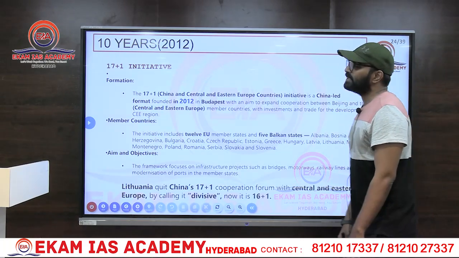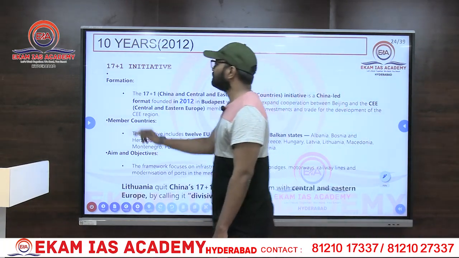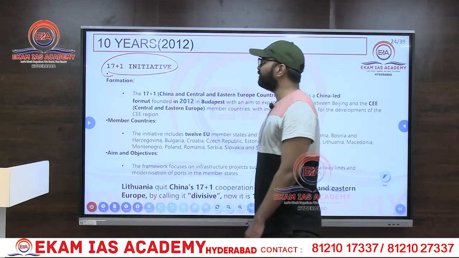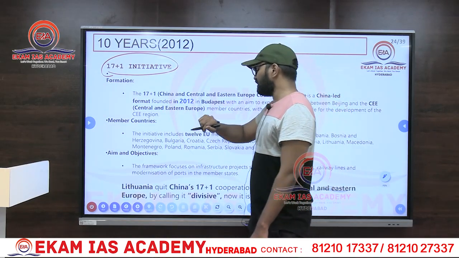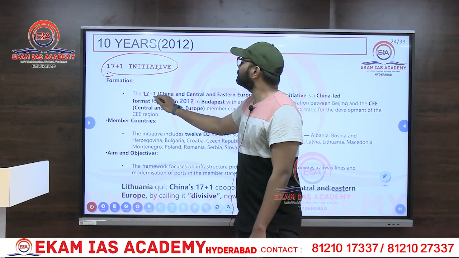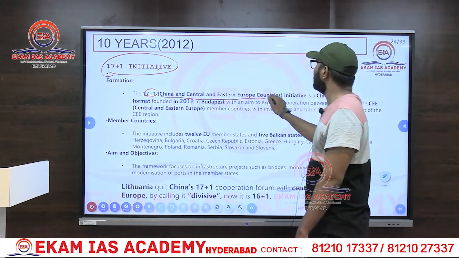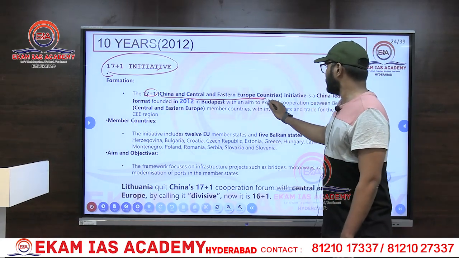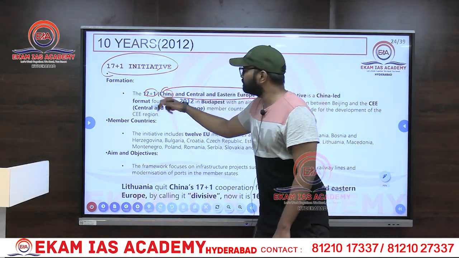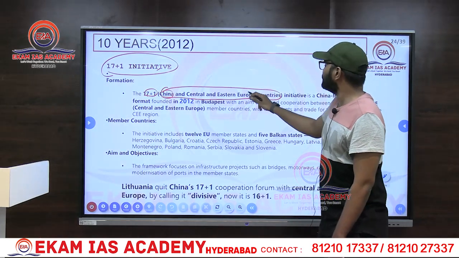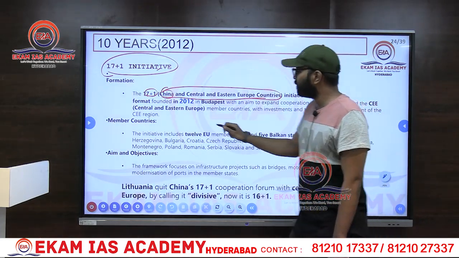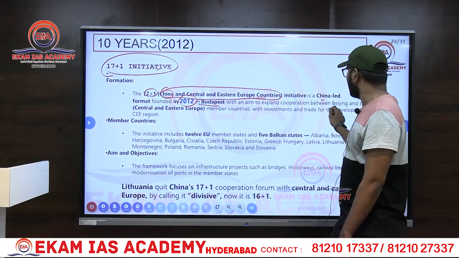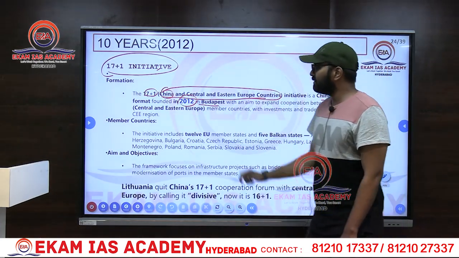Next, coming to this 10 years, 2012, the 17+1 initiative. You may not have seen such a thing. See here, 17+1 initiative: China and Central Eastern European countries. So with whom? China and Central Eastern European countries. It is a China-led format, founded in 2012 in Budapest, with an aim to expand cooperation between Beijing and the Central and East European countries.